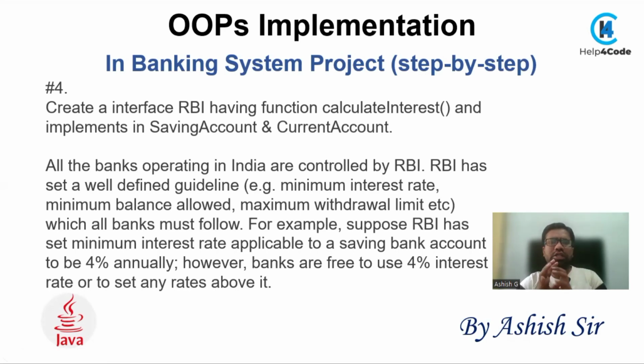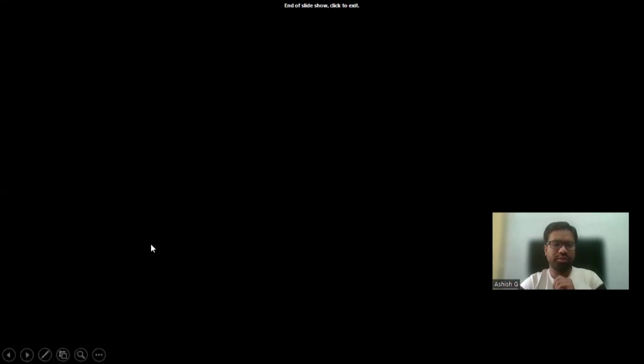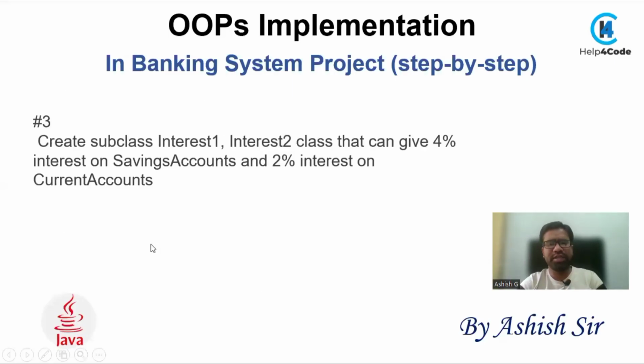So guys, in the last video, we discussed problem statement 3 of this project. We had created two classes, Interest1 and Interest2. Interest1 was calculating the 2% rate of interest on current accounts, and Interest2 was calculating the 4% rate of interest on saving accounts.